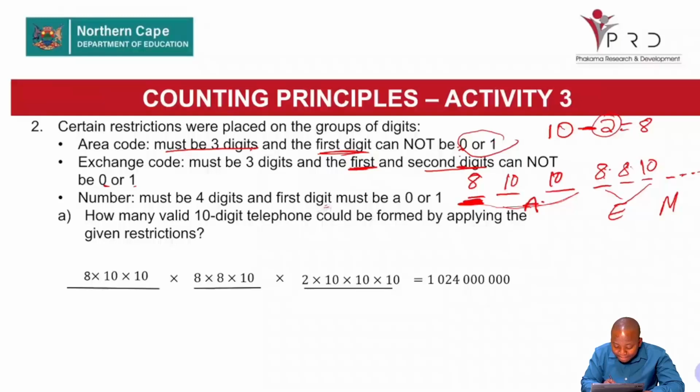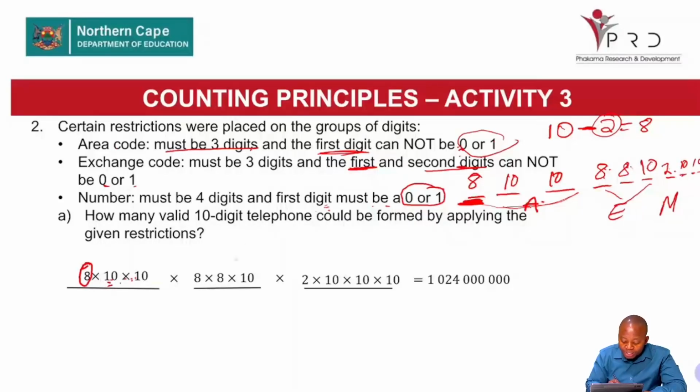The first digit must be a 0 or a 1. So on the first one, I only have two options, 0 or 1, nothing else. Then the rest can be any number. So that's what we have to say. Area code, the first digit cannot be 0 or 1. 0 or 1 is 2 of them. So it's 10 minus 2. Then the rest is going to be 10 and 10.